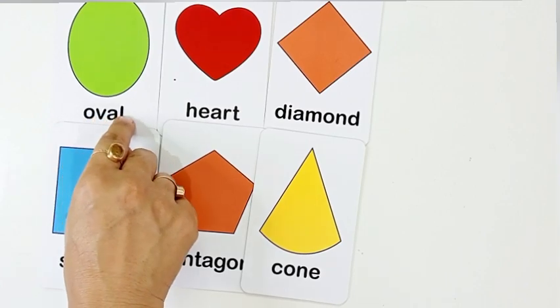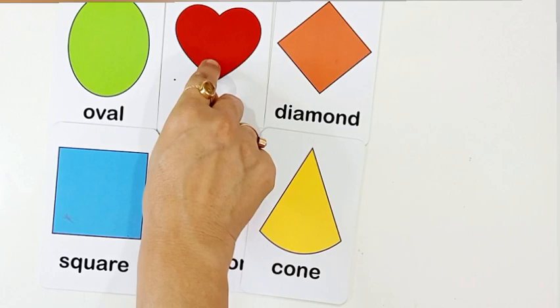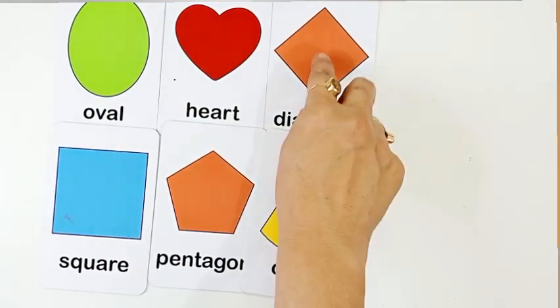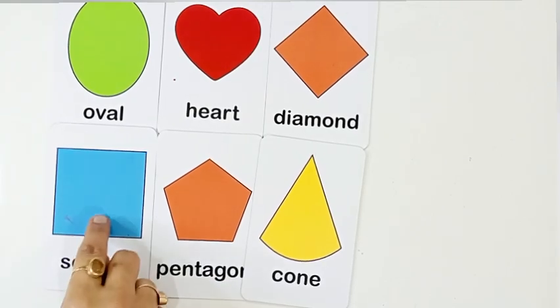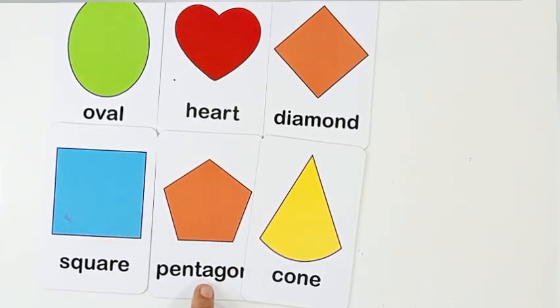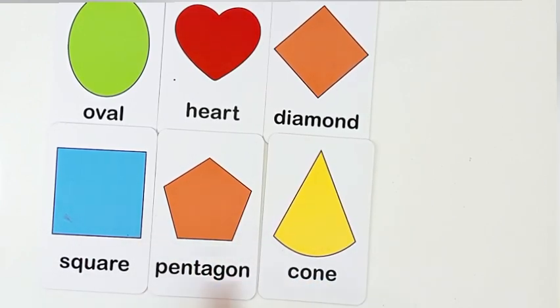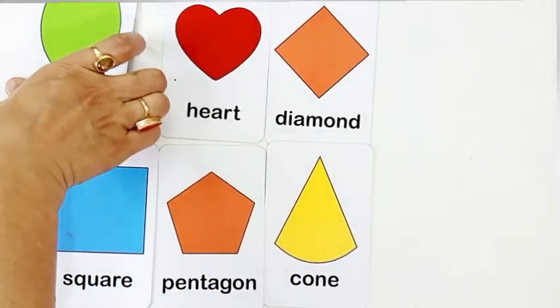Oval, O-V-A-L, oval. This is oval shape. Heart, H-E-A-R-T, heart. This is heart shape. D for diamond, diamond. This is diamond shape. S for square, square. This is square shape. P for pentagon, pentagon. This is pentagon shape. C for cone, cone. This is cone shape. Let's learn with example.